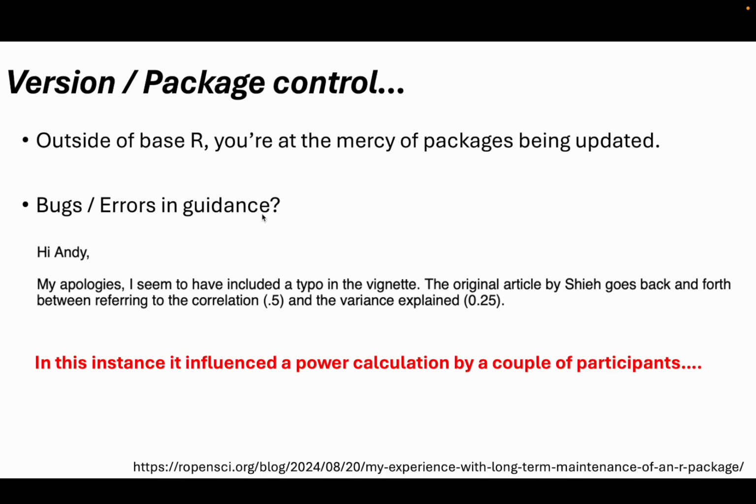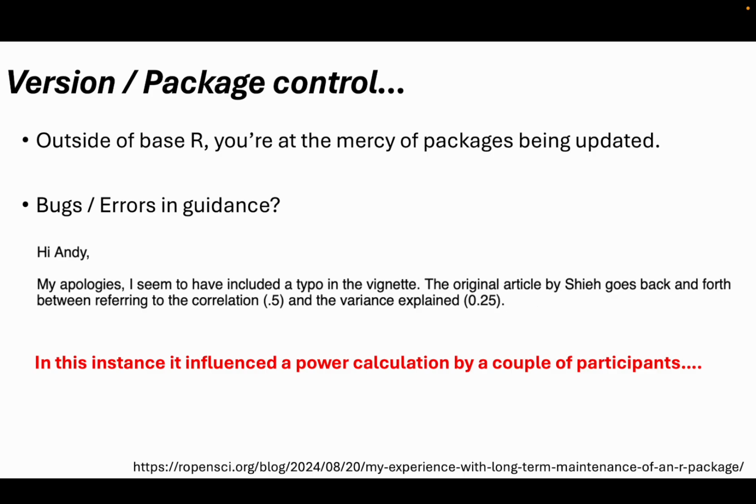So I had this issue recently in a stats package for power analyses, and basically I couldn't quite get the code to work. So I just emailed the person who wrote the package and asked what the issue was, and they said it was a typo in the vignette of the help documents. So many people might have seen the help documents, not identified the typo, and ran an incorrect power calculation. So in this instance, it influenced my power calculation by a couple of participants when correcting it.